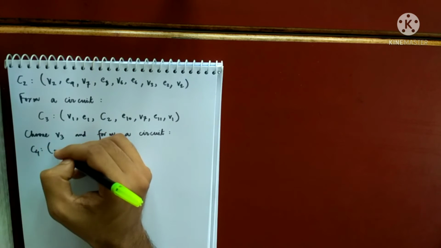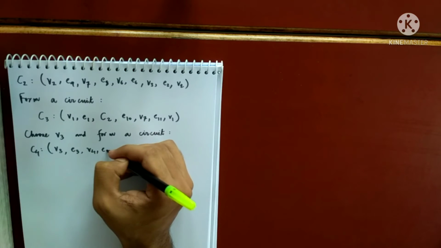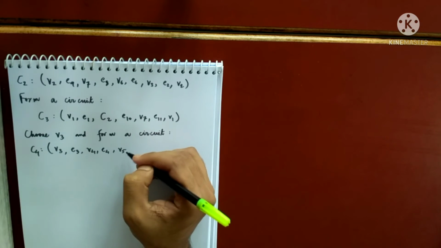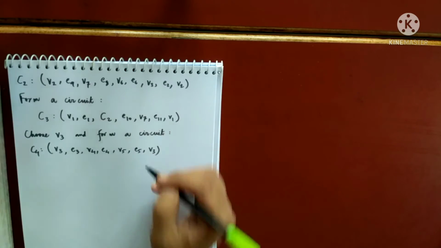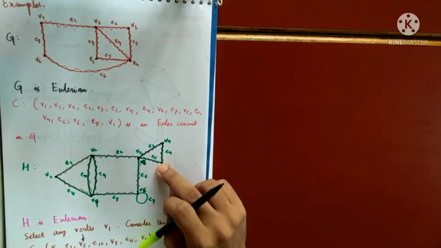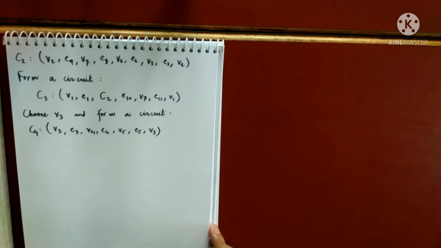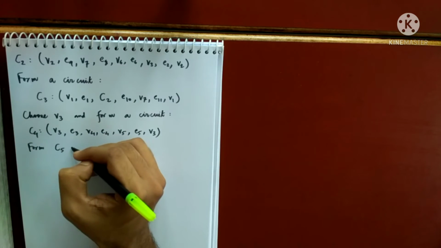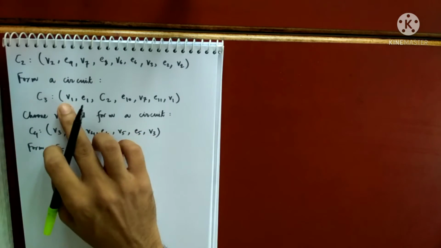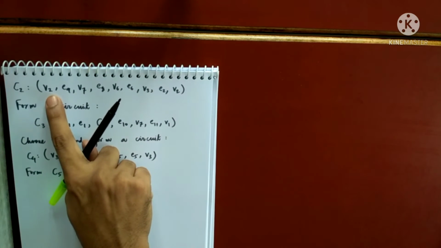Suppose C4. So I'm starting with V3, E3, V4, E4, V5, E5, V3. Suppose this was the thing, no? V3, E3, V4, E4, V5, E5, and again V3. Now form C5 like this. The C5 is what? So what was C5 basically?